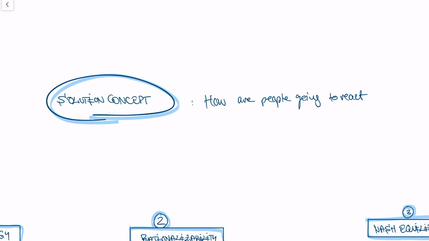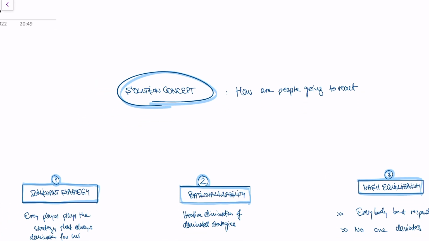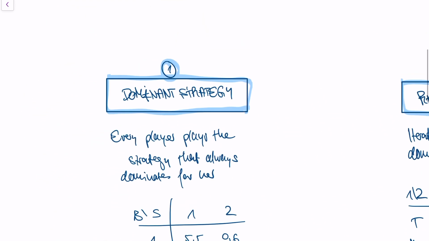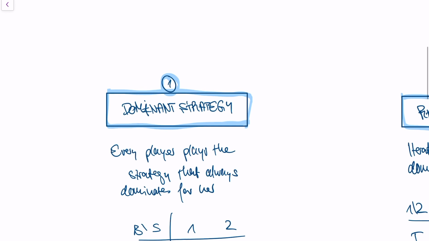And in economics, we need to choose the solution concept that best fits the setting of our game. And I'm going to present to you 3 solution concepts which all have different assumptions on the setting of the game. The first is the one with the least assumptions. It's called the dominant strategy solution concept. That means that every player plays the strategy that is always best for him.